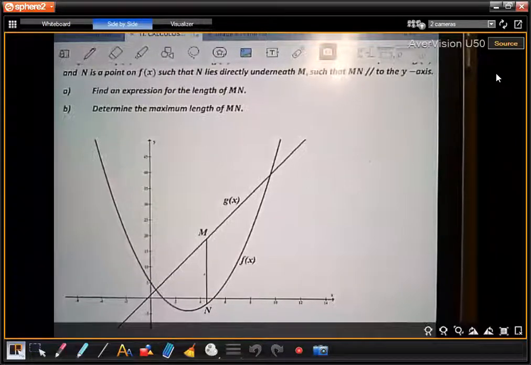There are different types of questions that they can ask for it as well. You could have done it in a different way, by finding the turning point, because MN is going to be a quadratic equation, and you can find the turning point of that. That's what it's doing.